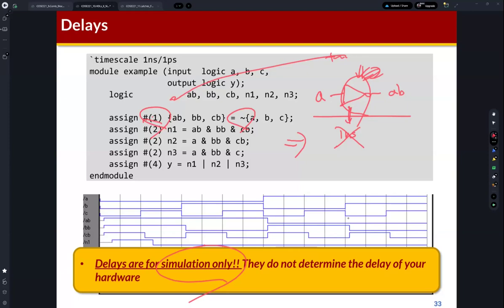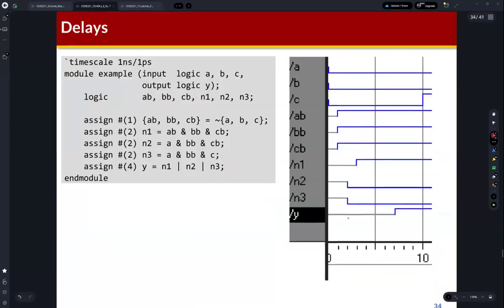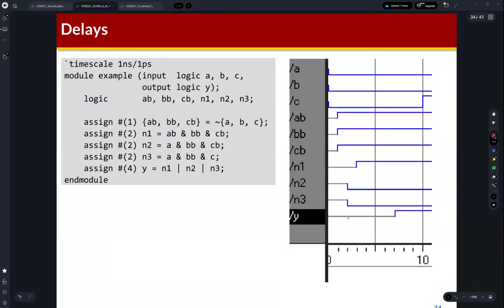Just remember that delays are simulation only. They do not determine the delay of your project. It's just a simulation. But we need to understand how the delays are reflected in SystemVerilog, because we can use this information after synthesis. Okay, let's see the example of this code.